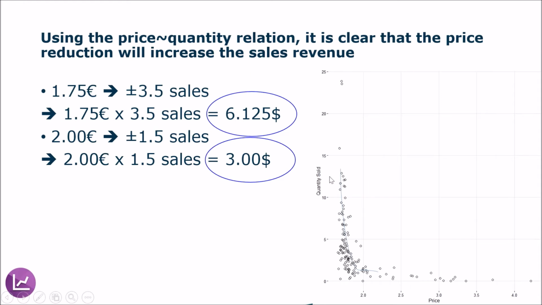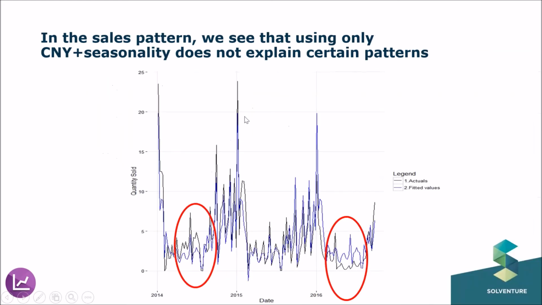So if you have this type of data, first of all, you can use this type of relationship to optimize your pricing decision. That's the first thing which you can do. What we want to use it for here is to improve the forecast, because this is the same example we have shown before.